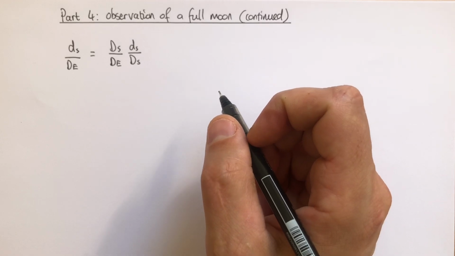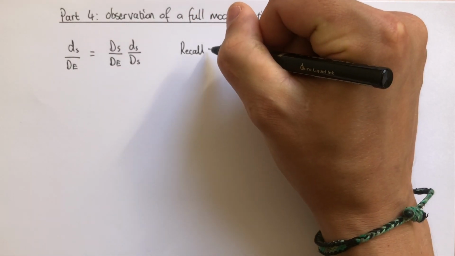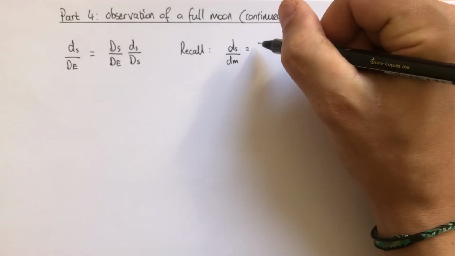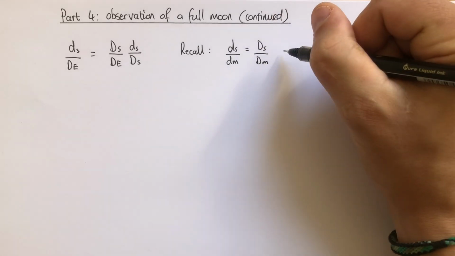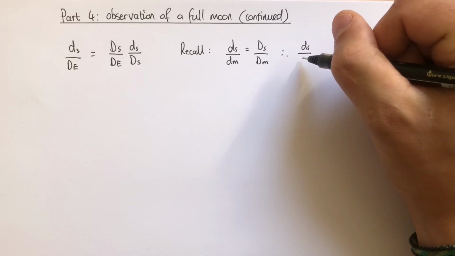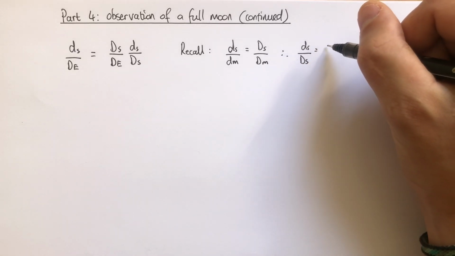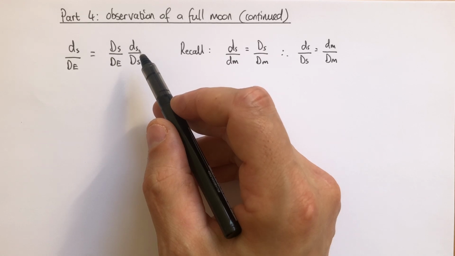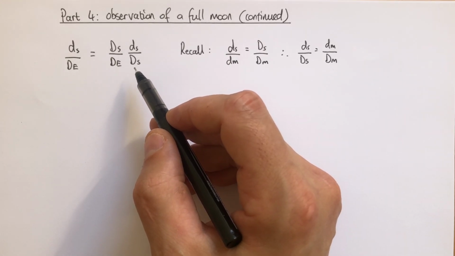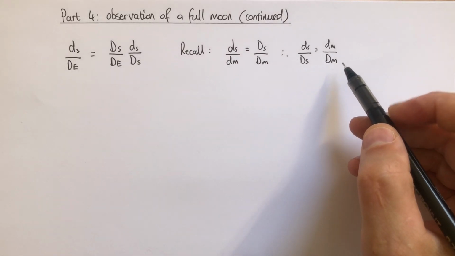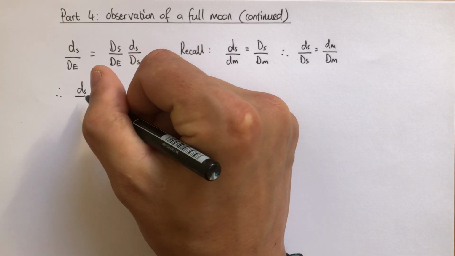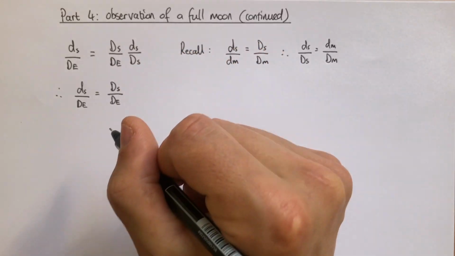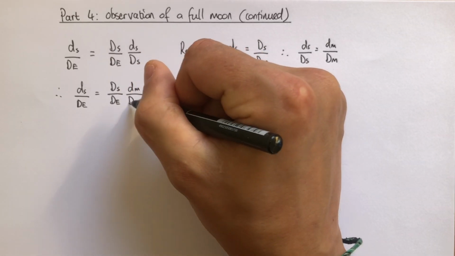Next, recall from part 2 that the distance of the Sun divided by the distance of the Moon is equal to the diameter of the Sun divided by the diameter of the Moon, and therefore we can write the distance of the Sun divided by the diameter of the Sun is equal to the distance of the Moon divided by the diameter of the Moon. And so over here, where we have the distance of the Sun divided by the diameter of the Sun, we can equivalently replace that with the distance of the Moon divided by the diameter of the Moon. And so we have the distance of the Sun divided by the diameter of the Earth is equal to the diameter of the Sun divided by the diameter of the Earth multiplied by the distance of the Moon divided by the diameter of the Moon.